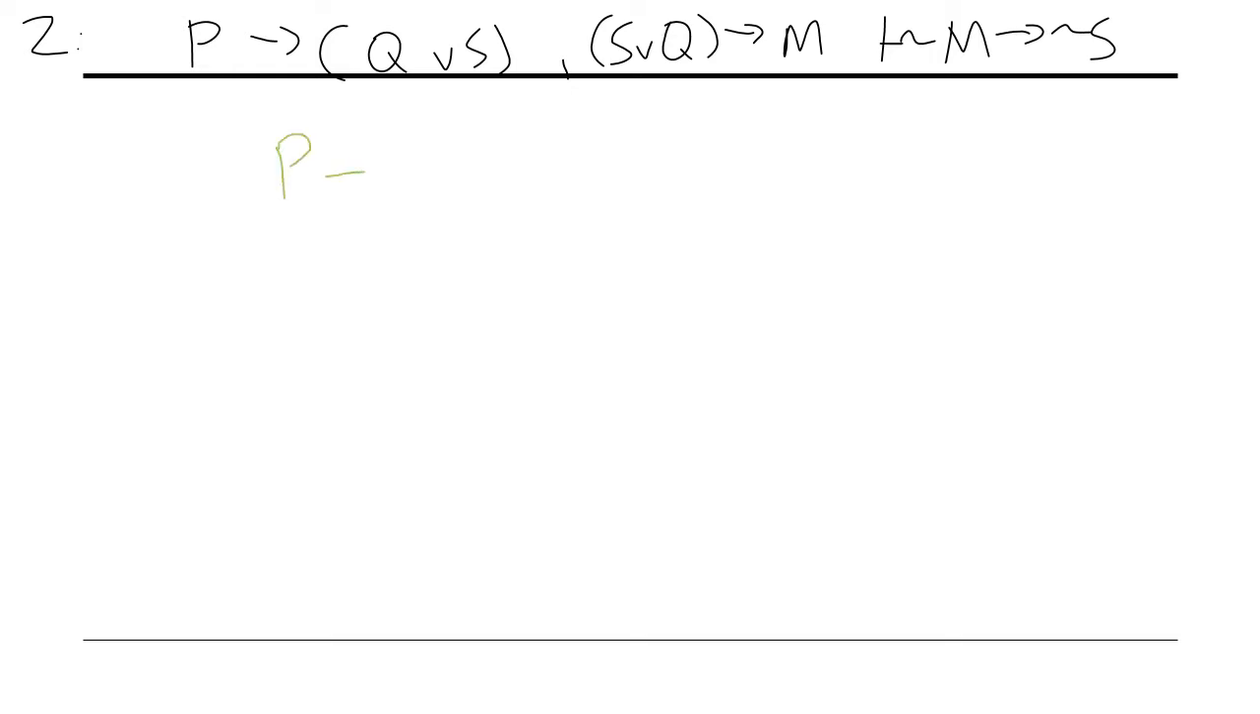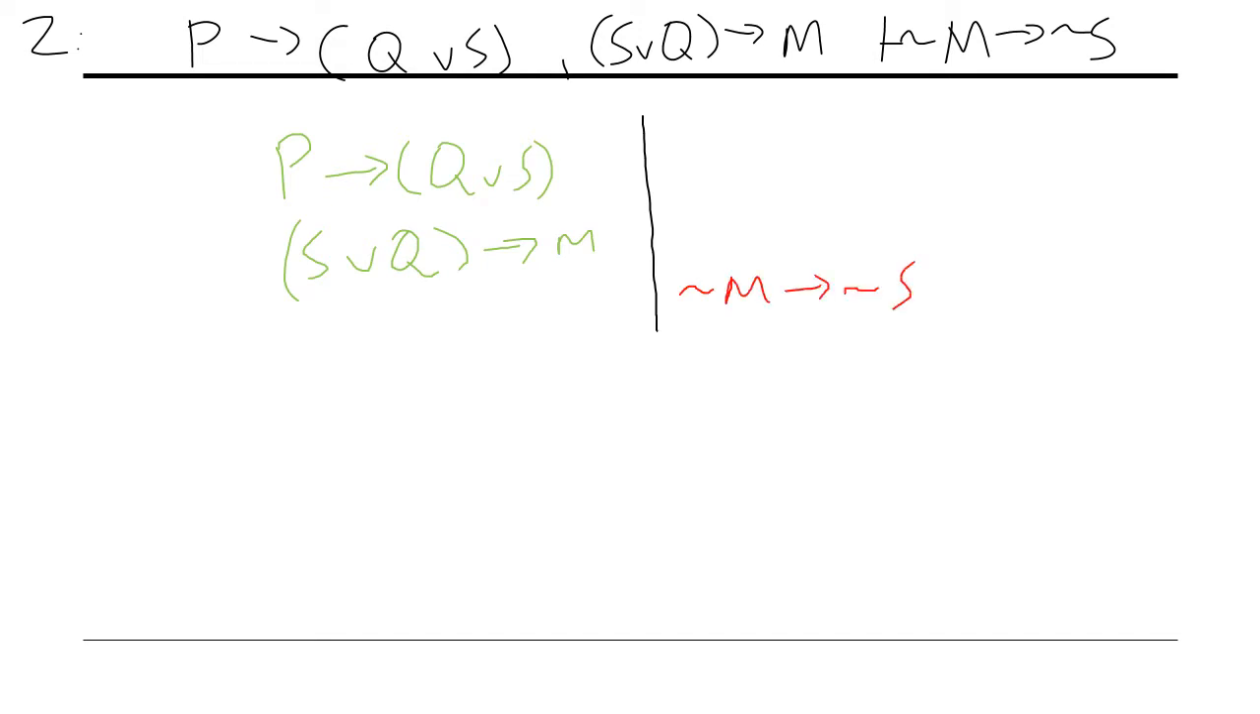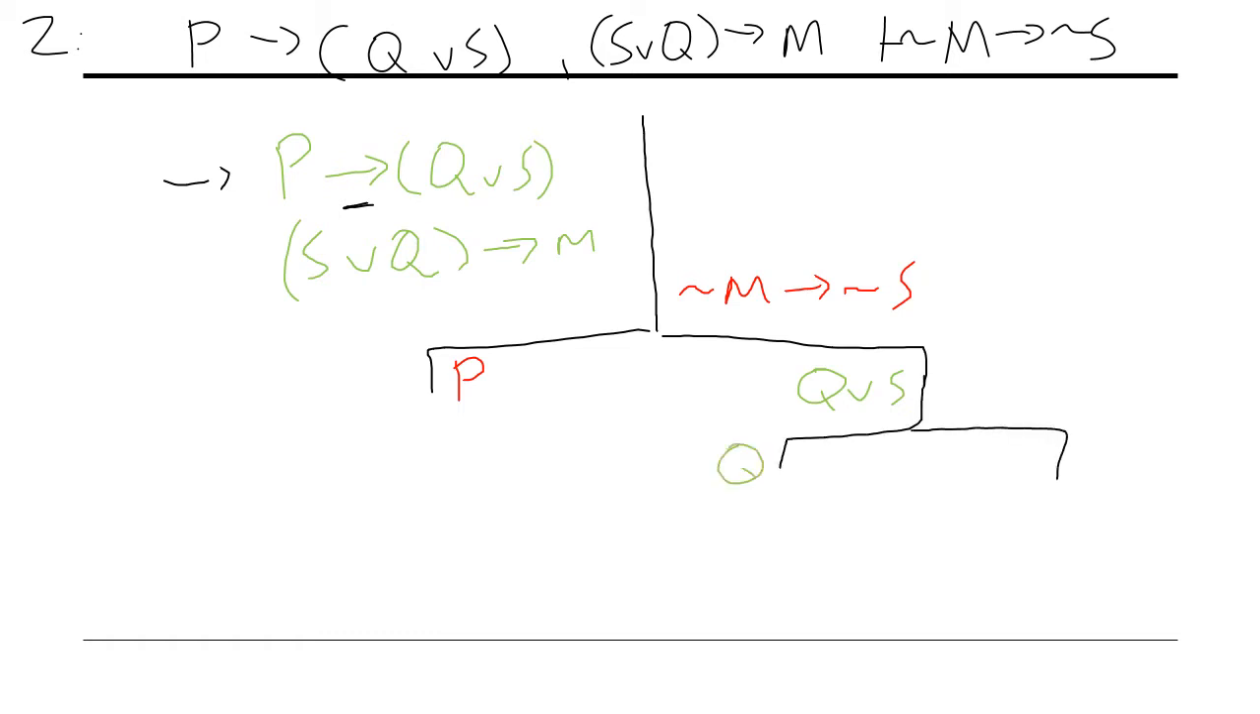Moving on to the second one, try to stay consistent with the colors. Got P arrow, Q or S, S or Q, arrow M, go my line, not M, arrow, not S. So starting with this one, main operator is our arrow, so our arrow will branch out. S. Then we just need to break down our wedge on the left hand side here. So wedge on the left hand side would break down to left hand side on the left hand side, right hand side on the left hand side, like that.